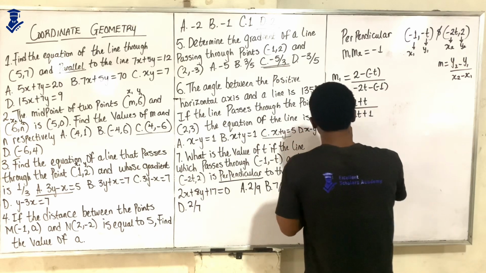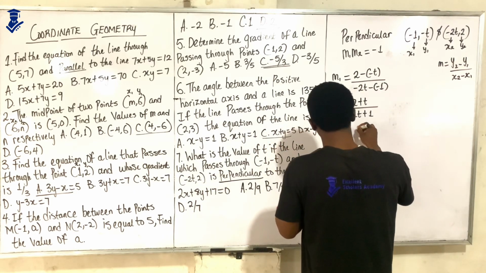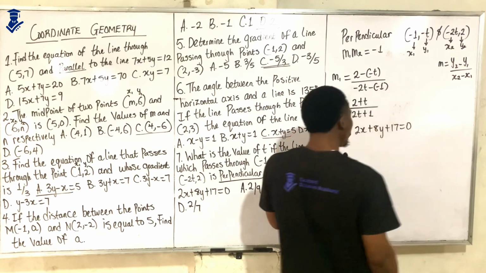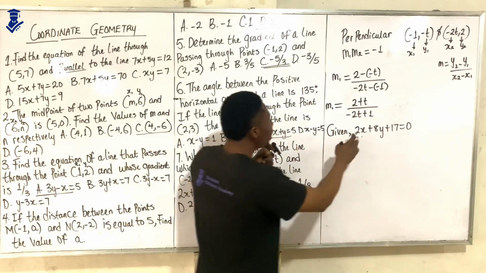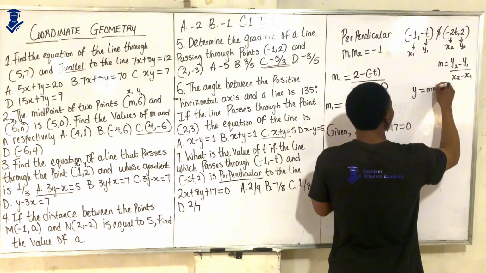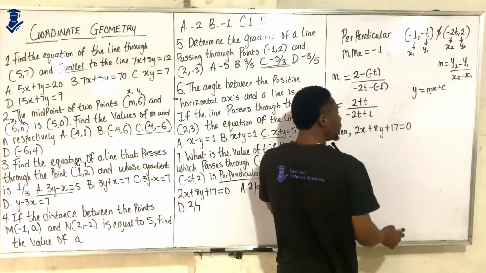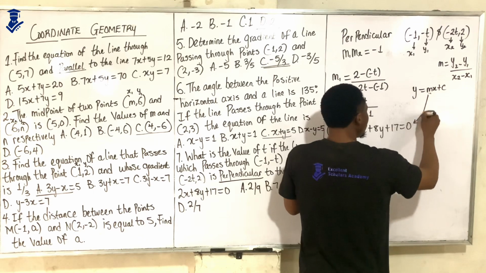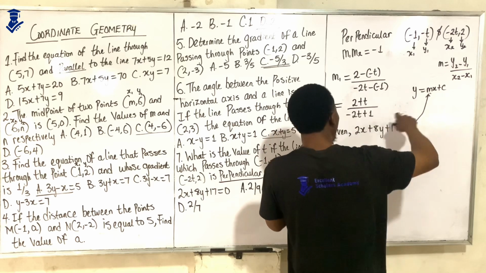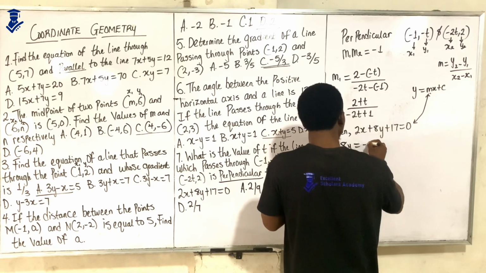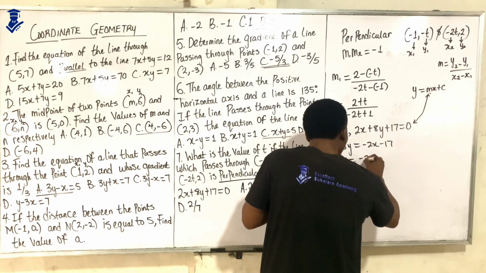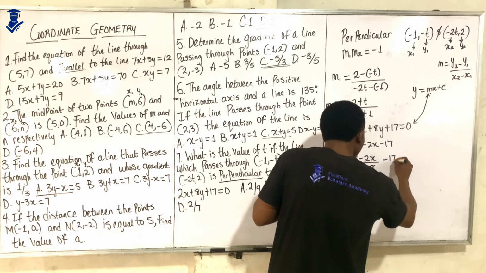We are also given 2x plus 8y plus 17 is equal to 0. Alright? So now, let's make this look like y is equal to mx plus c so that we can find our gradient m. So how do we do that? Take 2x and 17 to this side. It becomes 8y is equal to minus 2x minus 17. Divide through by 8. We're going to have y is equal to minus 2x over 8 minus 17 over 8.